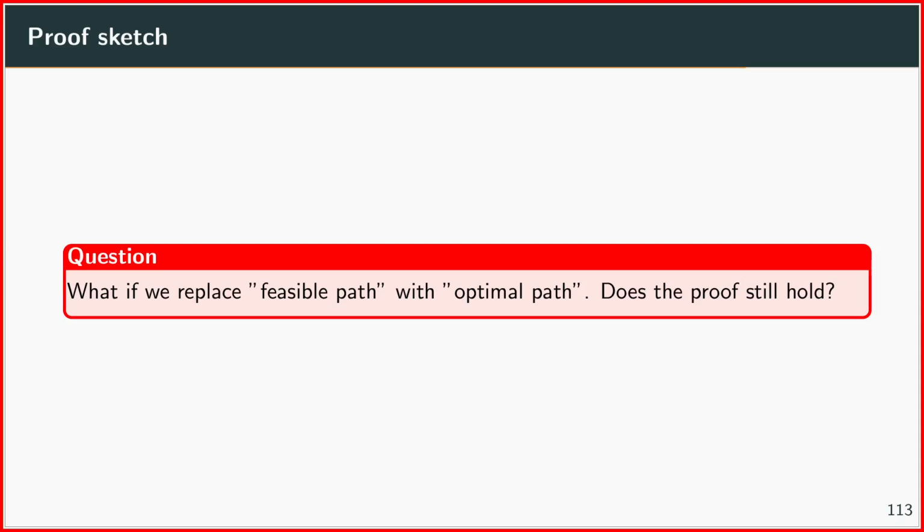Okay, then I have a question for you. What if we actually replace feasible path with optimal path? Would the proof still hold? Anyone an idea?